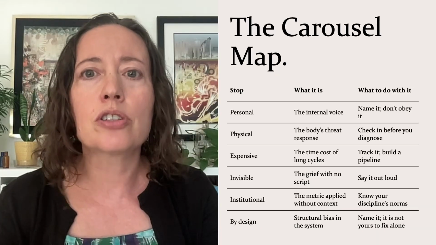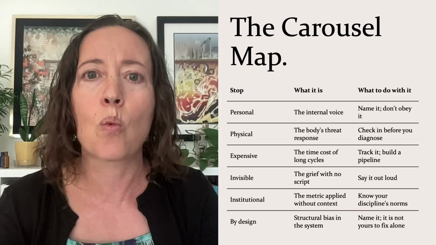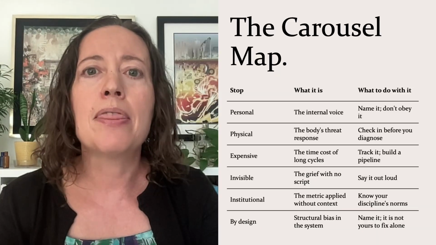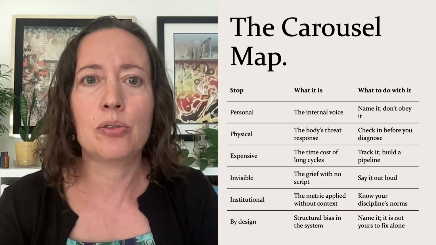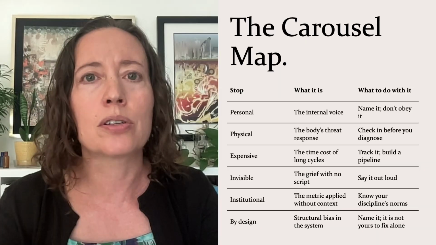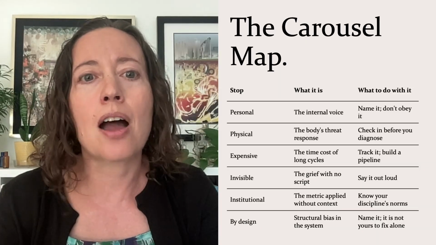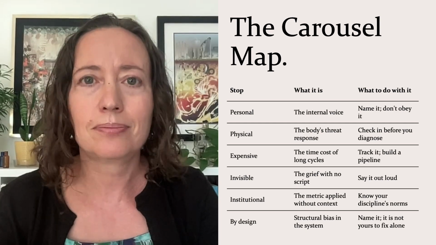The institutional stop asks you to know your discipline's norms well enough to push back on metrics that weren't built for you. And the systemic stop asks you to name structural bias plainly, because it's not yours to fix alone, and it should not be yours to absorb in silence. That's the map. Take a screenshot and keep it somewhere useful.